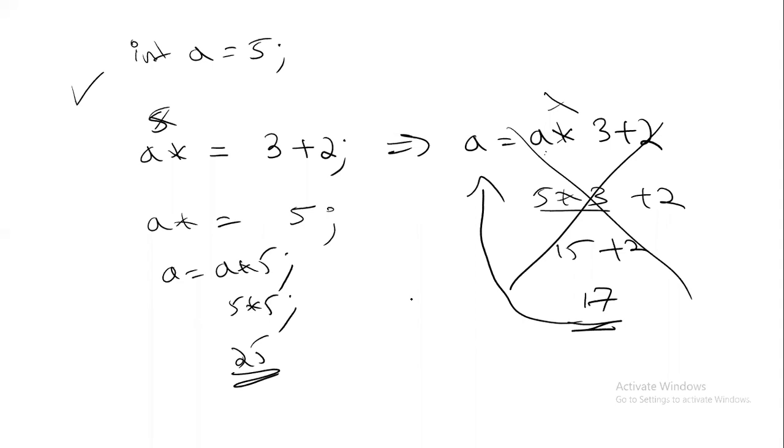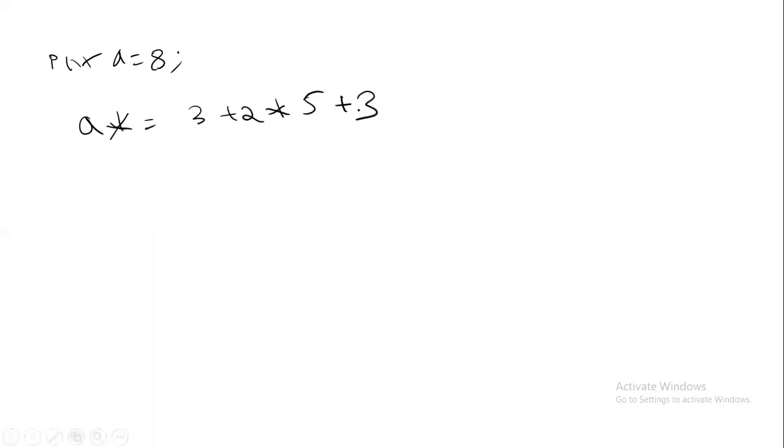So I hope you have taken the screenshot. I'll be asking you one question here. Let's see who will solve it. A = 8, A *= 3 + 2 * 5 + 3. Right? So what will be the answer here? Instead of 8, let me make it 2, because it will be very difficult if it is 8. It is 2. Let's see. What will be the answer?